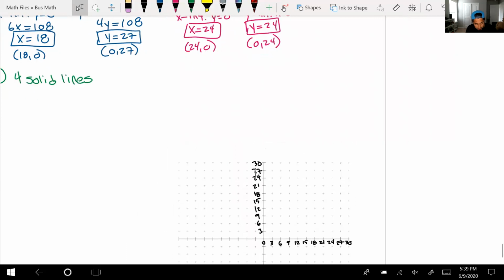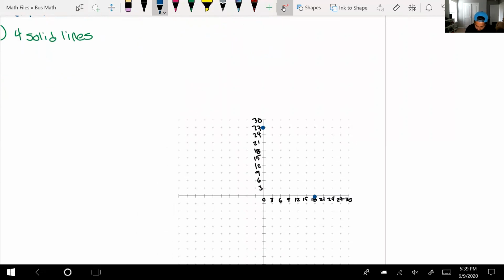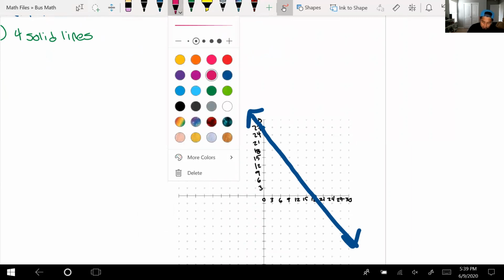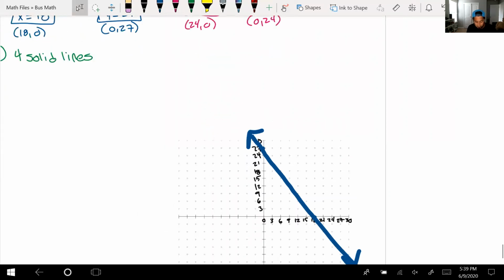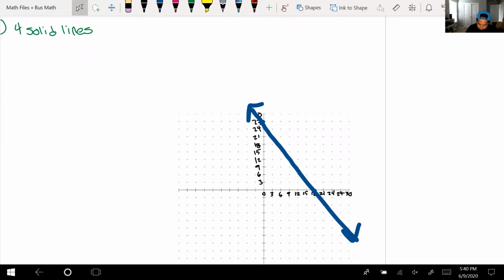Okay. Perfect. There's my intercepts. I'll graph the blue one first. I have an x-intercept at 18, which is here, and a y-intercept at 27, which is there. Let me connect, do my best. And then I'll draw the red line. I have an x-intercept and y-intercept at 24. That makes it easy, right? So 24, 24.